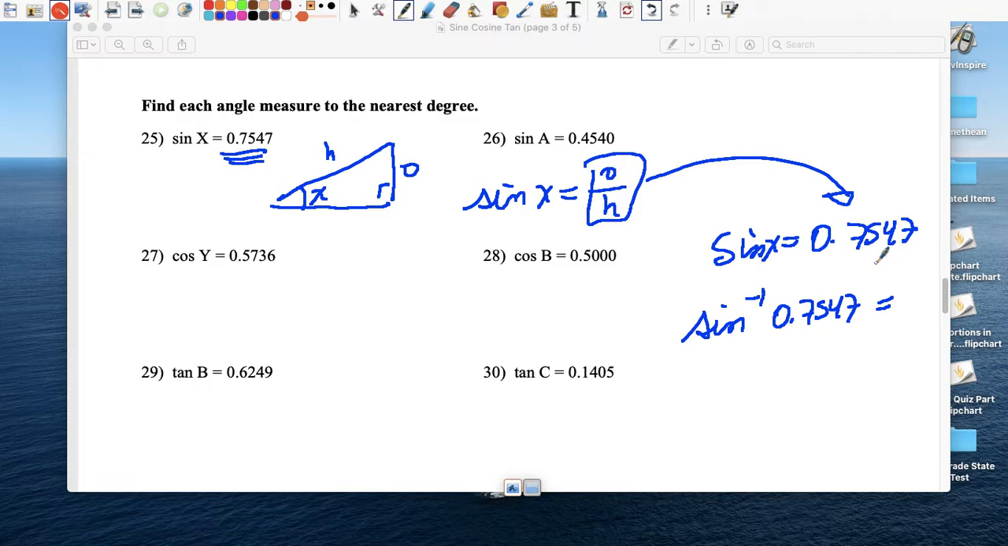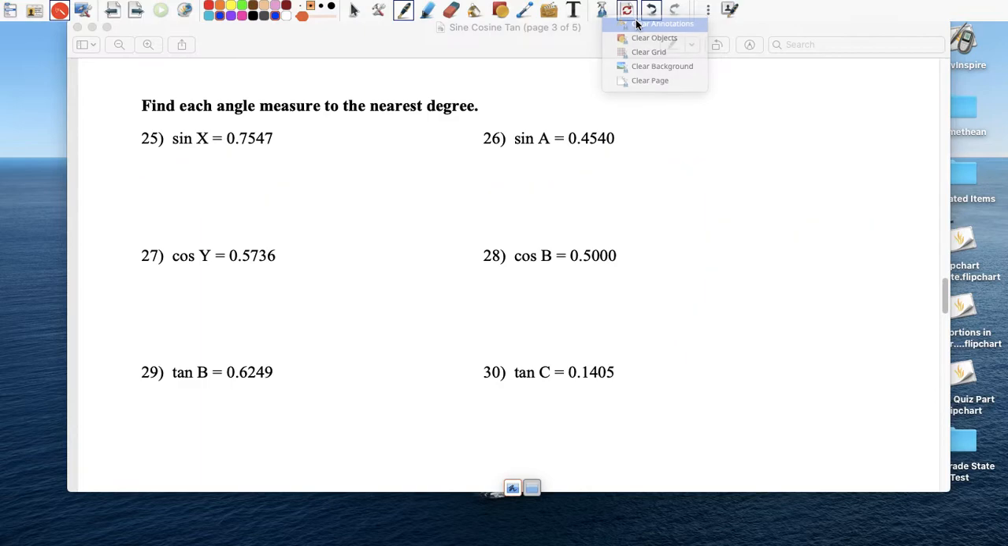Okay, so first one, second function 4, inverse sine is 0.7547, and we get 49 degrees. So this one is 49 degrees. Second one, second function again, pi, so we're going to go 4, 0.540, enter, this is 27 degrees.